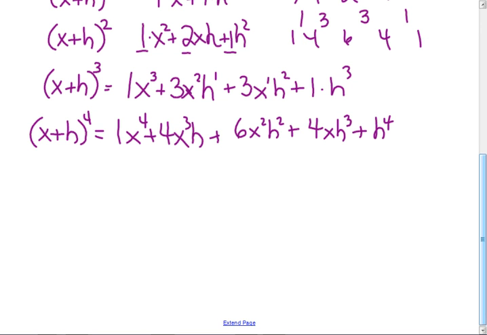Okay, the coefficients are 1, 4, 6, 4, 1. Okay, guys, we're going to get to the hard part pretty quick here. Is this going to be on the test? No, but don't you want to see why the derivative of x to the n is n x to the n minus 1?